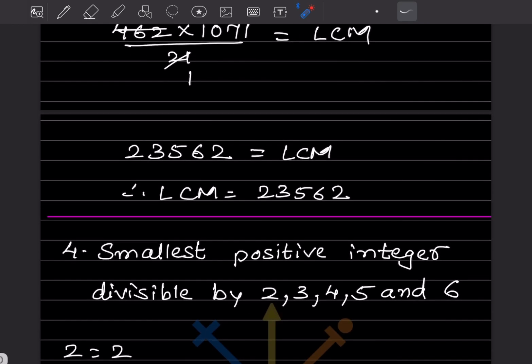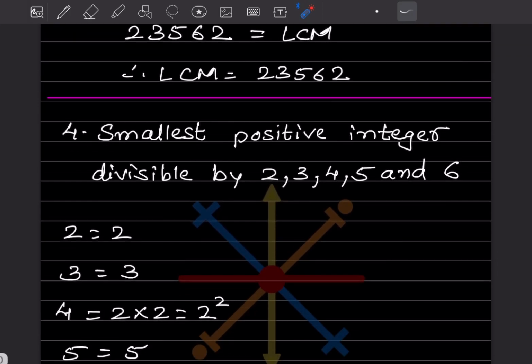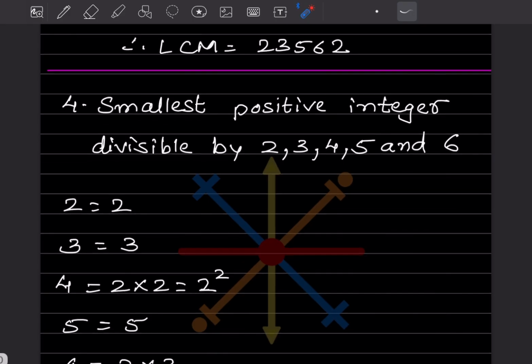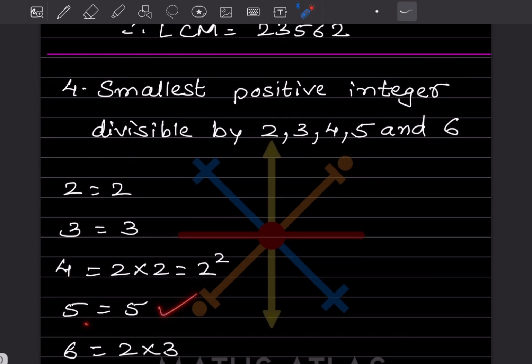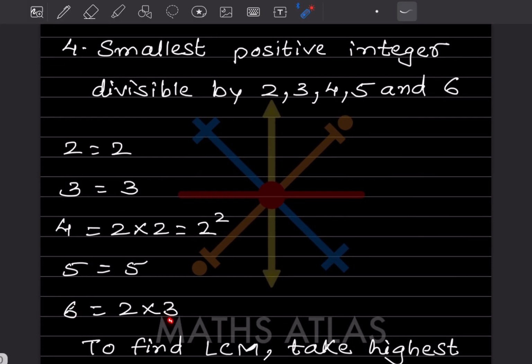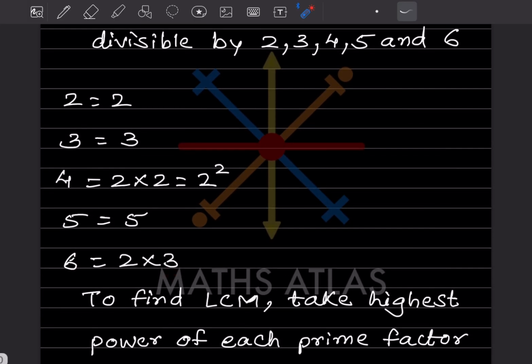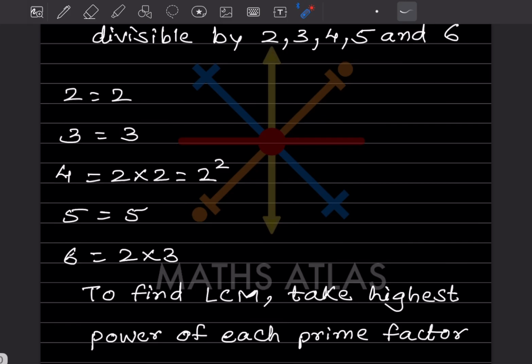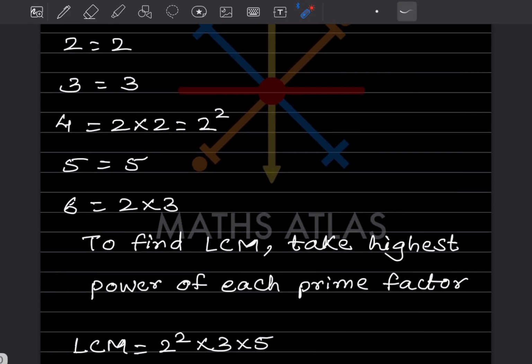Now the next one: smallest positive integer divisible by 2, 3, 4, 5, and 6. For 2, the factor is just 2. For 3, just 3. For 4, the factors are 2 into 2, which is 2 square. For 5, just 5. And for 6, the factors are 2 into 3. To find the LCM, we take the highest power of each prime factor. Here the highest power of 2 is 2 raised to 2, for 3 it is just 3, and for 5 it is just 5.